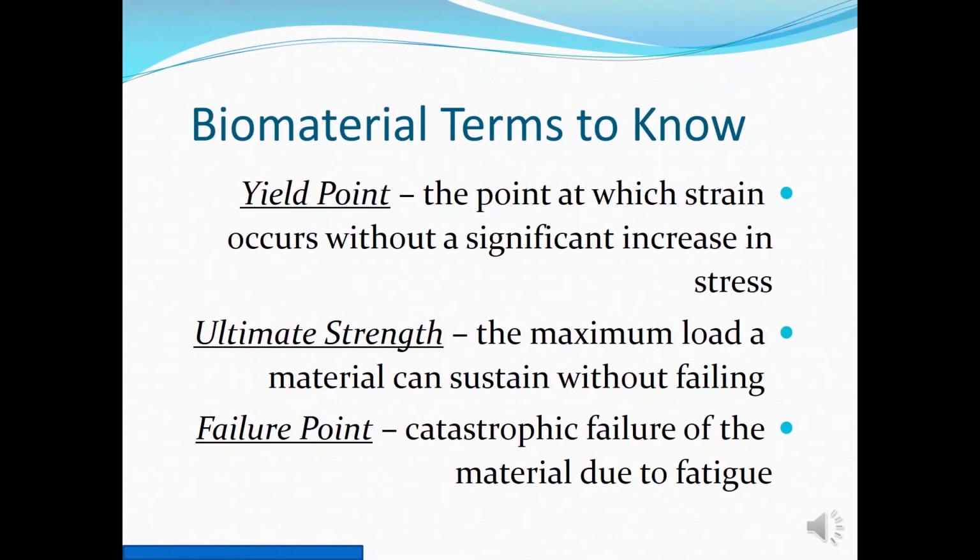By definition, the yield point is the point where strain occurs without significant increase in stress. Ultimate strength is the maximum load a material can withstand without failing or breaking. The failure point is the catastrophic failure of the material where breakage would take place.